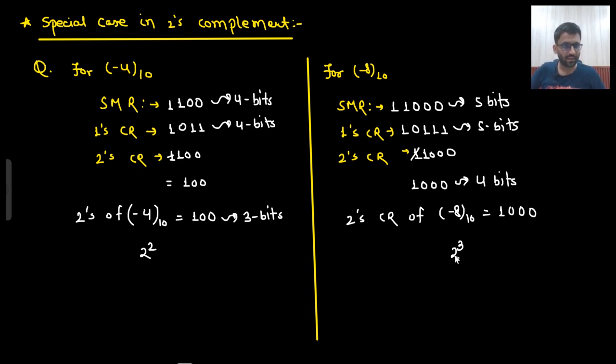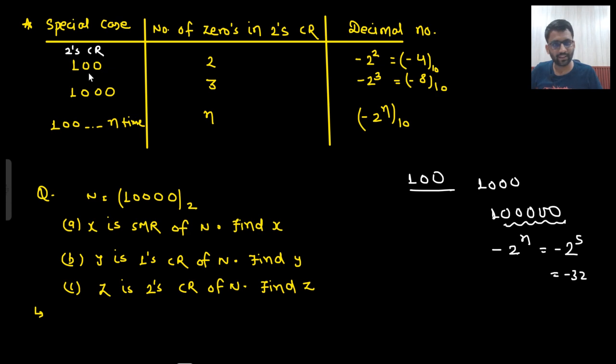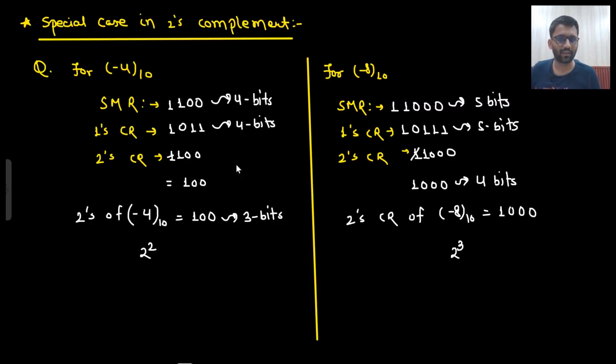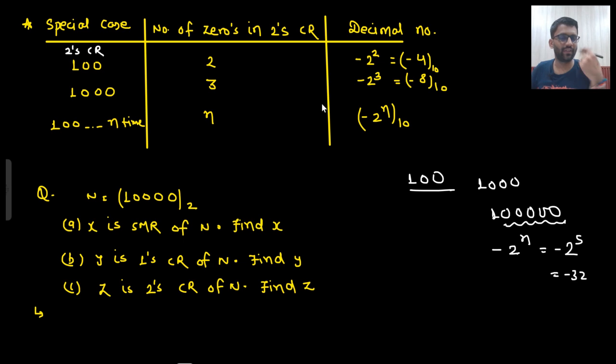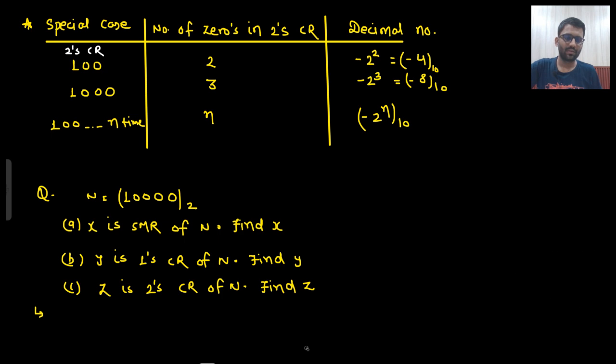Right? We took the example. We are going from here to here, not from here to here. In all the notes you will find that this is a fact. Everyone will tell that it is a fact, but here we proved where we are getting this from. So if this is the 2's complement representation, the number of zeros are 2, then the decimal number will be minus 2 to the power 2, that means minus 4. Here the number of zeros are 3, that means the decimal number will be minus 2 to the power 3, which is 8.